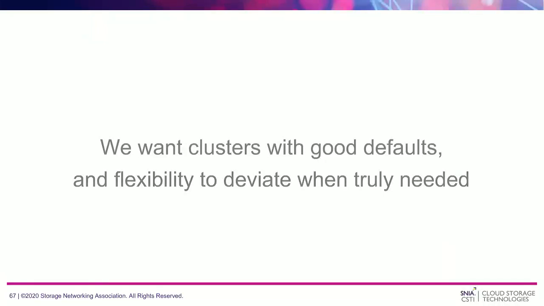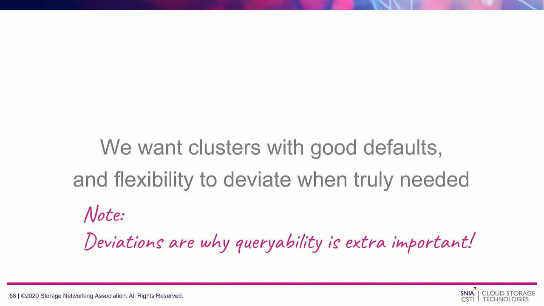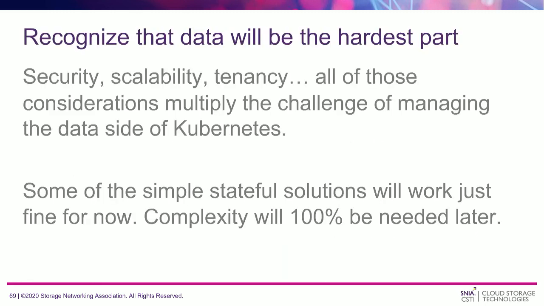So what we really want to strive for are clusters that have good defaults, and then we want solutions that are flexible enough to deviate from those defaults or include other services or software when we do finally need that. And this is also why queryability is extra important. Those deviations are going to be the hard things to manage. The homogeneous pieces are hopefully going to be a lot easier to manage, as we all hopefully have experience with. So the queryability and finding those edge cases or those slight differences is going to be really key in terms of making that manageable, in terms of looking at the full life cycle of your Kubernetes cluster.